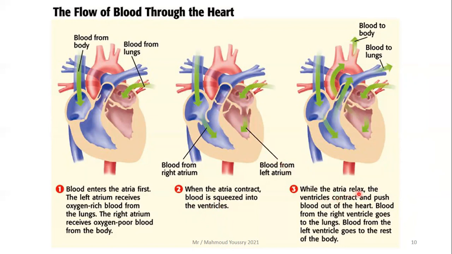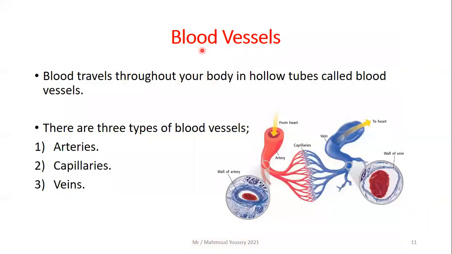Then while the atria relax, the ventricles contract and push the blood out of the heart. Blood from the right ventricle goes to the lungs. From the right ventricle to your left, this is the oxygen-poor blood. It needs to get oxygen, so it is pushed to the lungs. While the blood from the left ventricle, this is oxygen-rich blood, so it will go to the rest of the body. Okay, what about blood vessels?